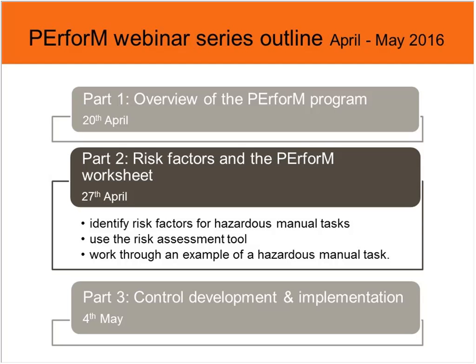So the main objective of today's session is for you to come away feeling comfortable with using the Perform worksheet to assess a hazardous manual task. So to do that, we're going to have a look at the physical risk factors for manual tasks so that you can identify hazardous manual tasks and those risk factors in your workplace. Then we're going to go through a couple of scenarios to give you a chance to practice using the Perform worksheet. So we'll work through 2 activities based on the worksheets that you've hopefully got printed.